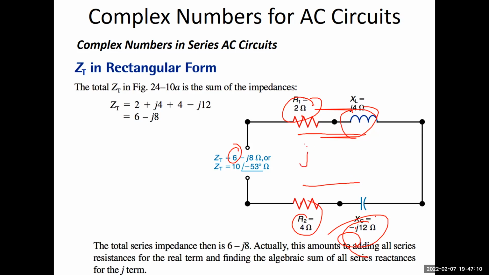Then the difference is J8. And the sign will now be negative because the negative J12 is much bigger than the positive J4. So your total impedance now, in rectangular form, would be equal to 6 minus J8, and in polar form, that will now be equal to a magnitude of 10 with a phase angle of negative 50 degrees. So how do we arrive at this? You just make use of the conversion formula from rectangular to polar.